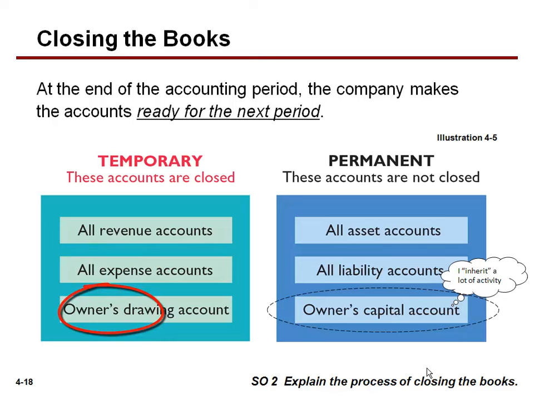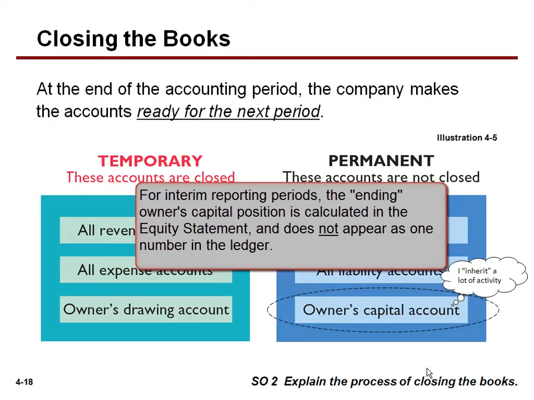All the other accounts in the ledger are known as permanent accounts. They are not closed out at the end of a fiscal year. They comprise all asset accounts individually, all liability accounts individually, and the owner's capital account. We will see that our temporary accounts, revenue accounts, expense accounts, the owner's drawing accounts, their balances are all transferred into the owner's capital account at the end of a fiscal year. So that owner's capital account, as indicated, inherits a lot of activity, again, only at year end.